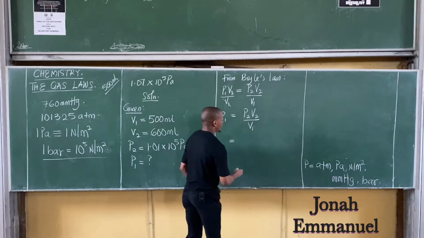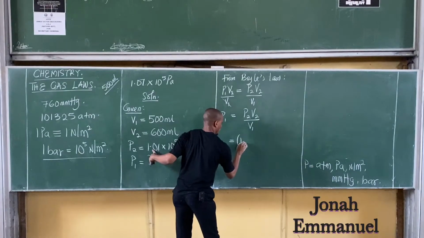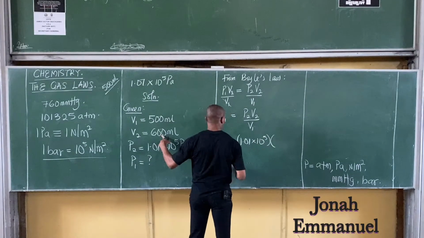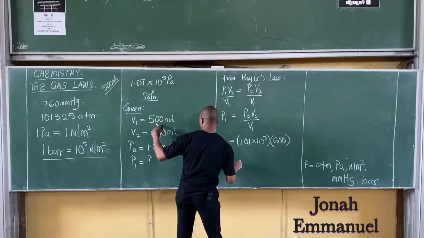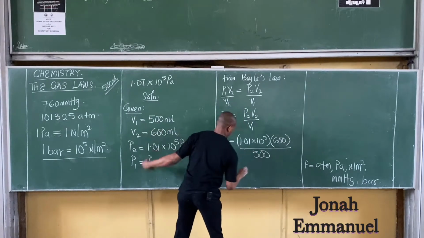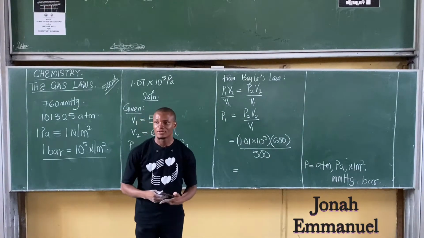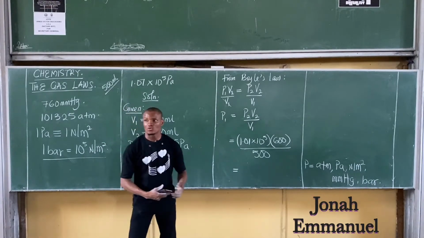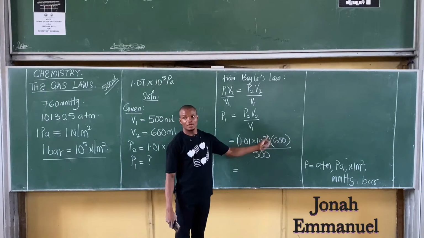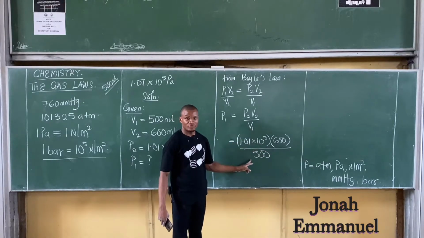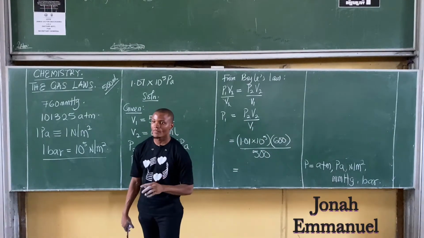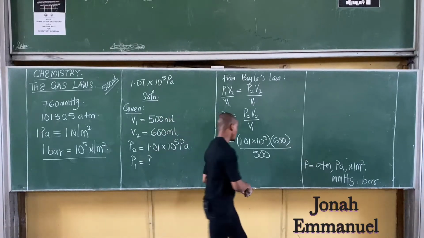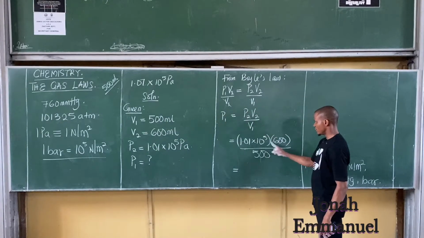What's P2? 1.01 times 10 to the power 5. What's V2? 600. What's V1? 500. Please punch this, give me total value. Now please, mind you, when you're punching this, punch this times this equal to, get your answer first before divided by 500. So what do you get? From here, this cancels this and this goes up.